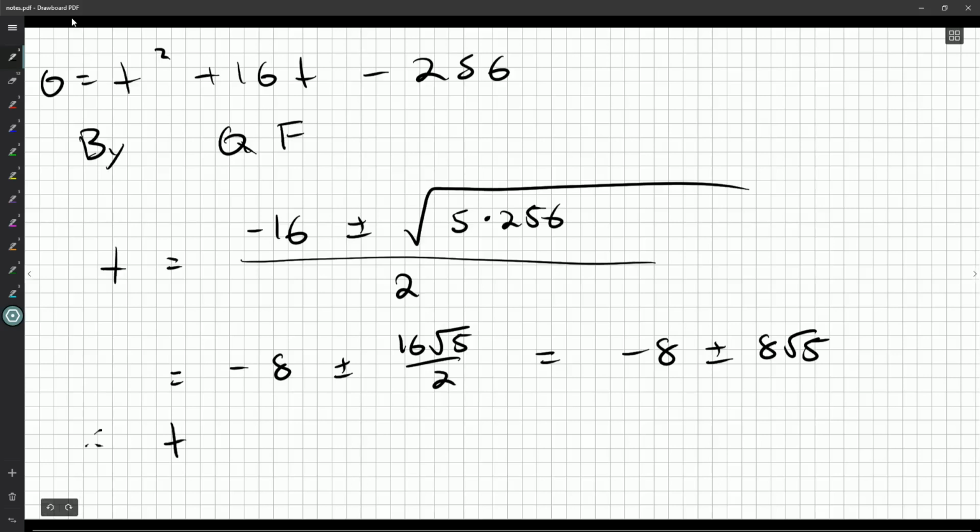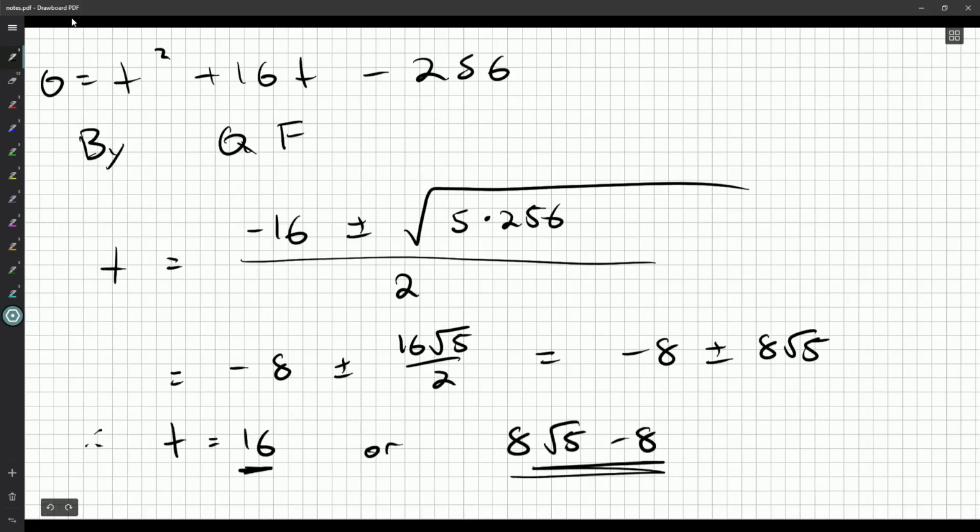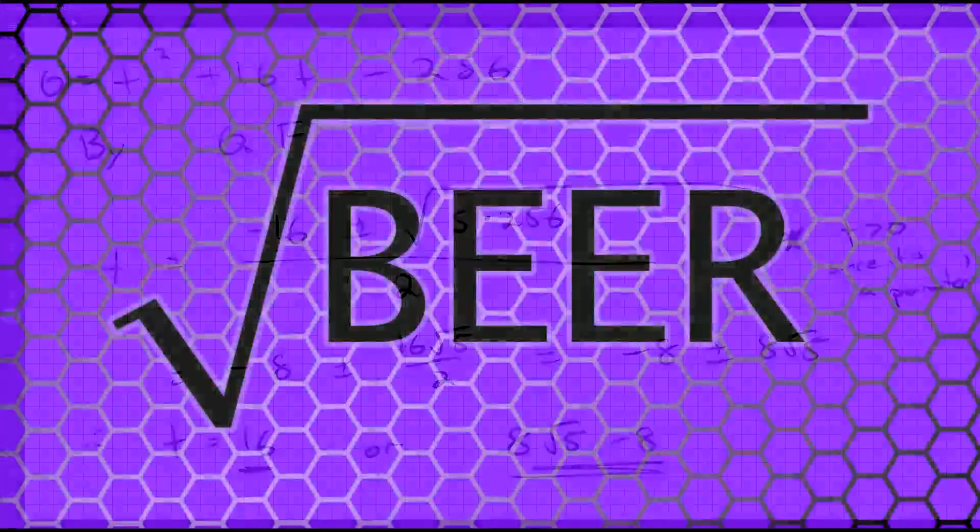So our final answer is t can be 16 or 8 root 5 minus 8. Those should be the only positive solutions to the quadratic that we got. Maybe a little comment: t is positive since it is a perimeter. And there we go. So those two solutions, and that's what they're looking for. And that wraps up B3, so I'll see you in the next video for B4.